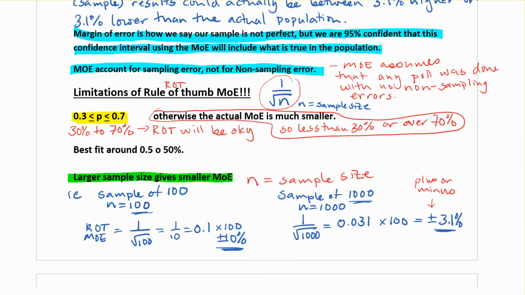So be aware of the limitations for the margin of error. Again, this is only dealing with sampling error. It's best between 30 and 70% as a proportion, and the larger your sample size is, the smaller your margin of error will be.